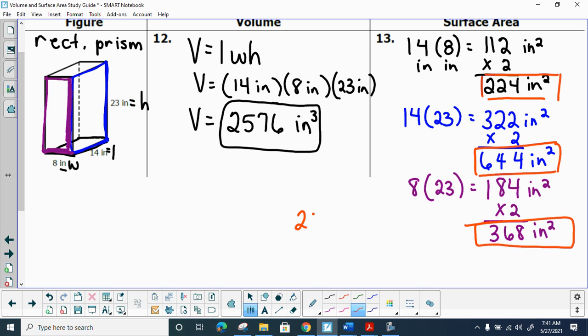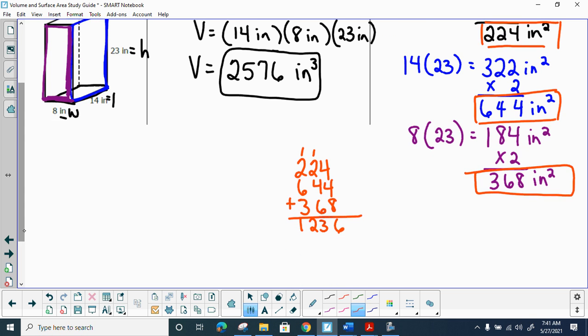So 224, 644, and 368. I added that correctly, I believe that's right. So 1,236 square inches is the surface area of that rectangular prism.